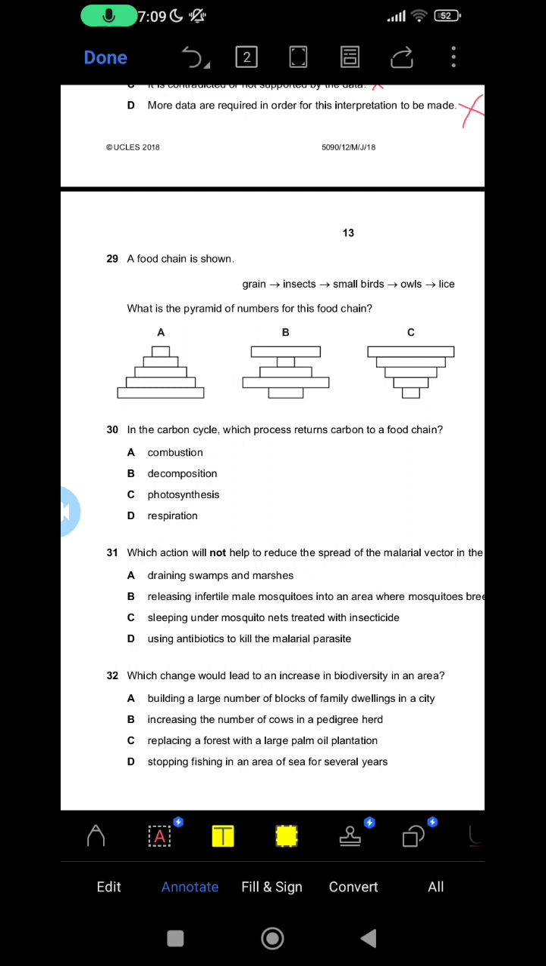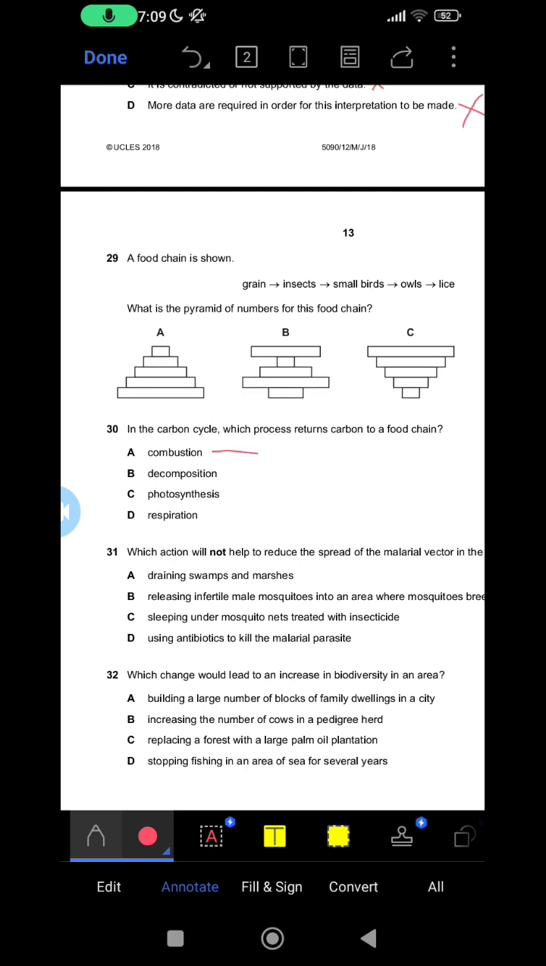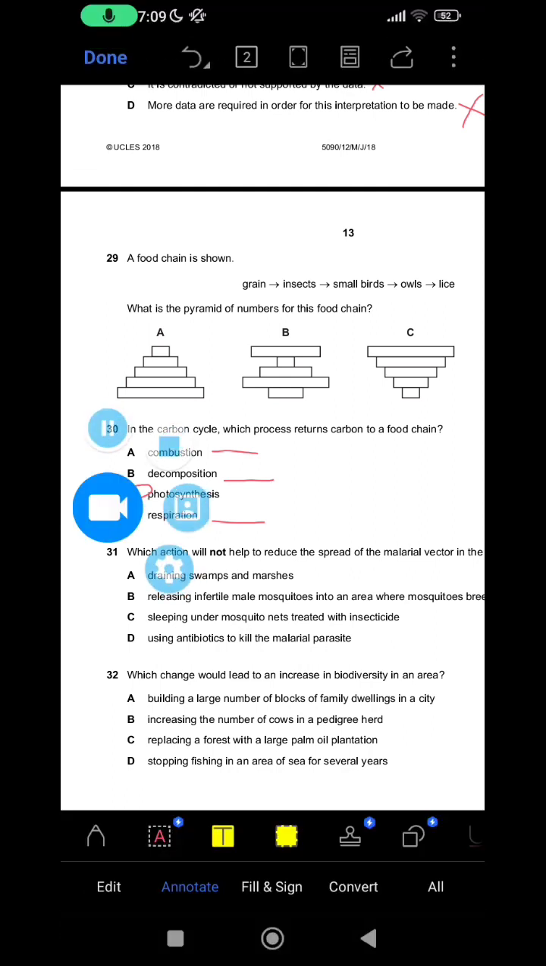Now carbon dioxide can only be returned to a food chain when it is being absorbed, because in combustion it is released, in decomposition it is being released, in respiration it is being released, but in photosynthesis it is being absorbed by plants, resulting in food being made, and that food is eaten, and that food enters the food chain. So C is the correct answer.